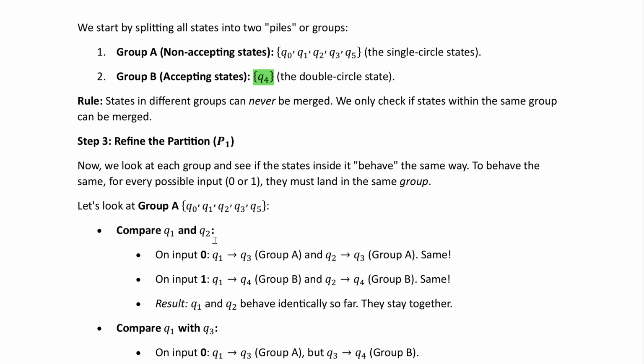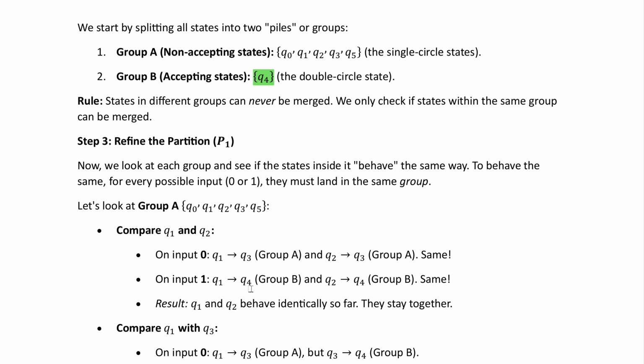When we apply 0 on Q2, we again get Q3. Q3 is also present in the same group. So the next states are in the same group, which means they are behaving the same way. Q1 and Q2 are behaving the same way. Now when we apply 1, we have to check both. If one is not the same, then those states are not behaving the same, right?